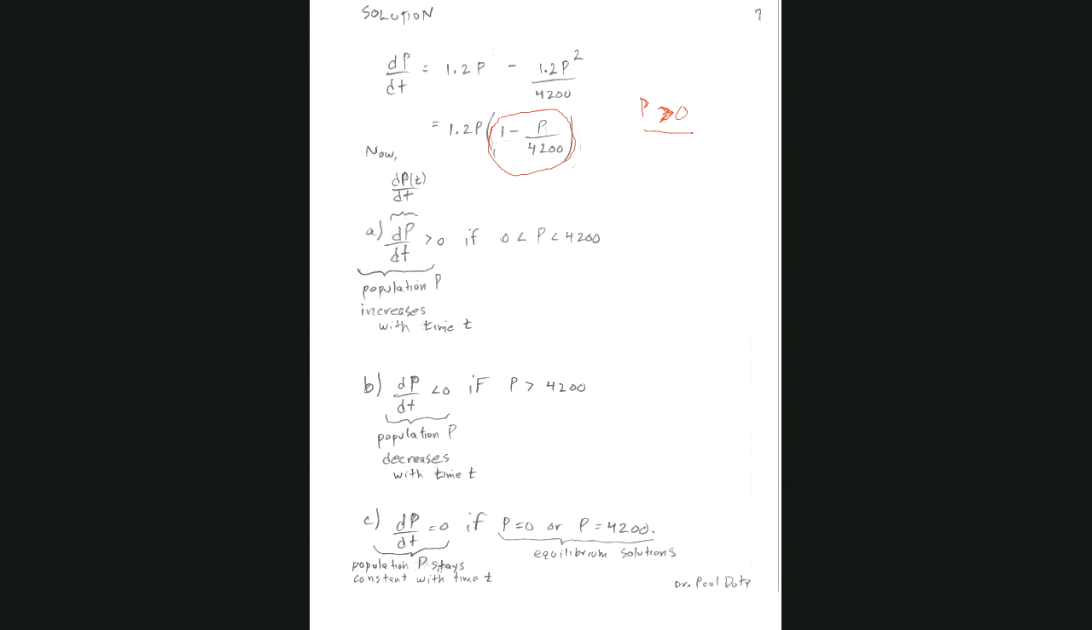If that's the case, then this term here is always going to be positive. But what's going to determine then if the derivative is positive is going to be this second term here, the 1 minus P over 4,200. Okay, so when is that positive? Well, for this first one, I'm just going to give you the answer.